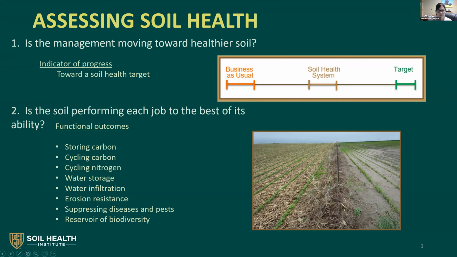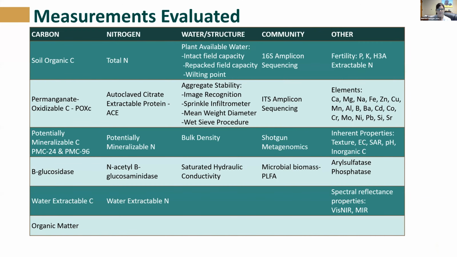Suppressing disease and pests is something that we really didn't focus on in this particular project, but it's also important when we're thinking about the healthy functioning of our soil. And so you've seen this table before, what measurements we evaluated, and you can see why we put these measurements in different columns of carbon, nitrogen, water, and then the community and some of the other properties, some of the contextual measurements that we made for this project.